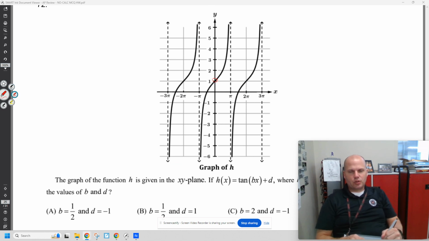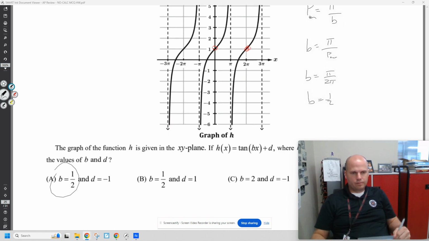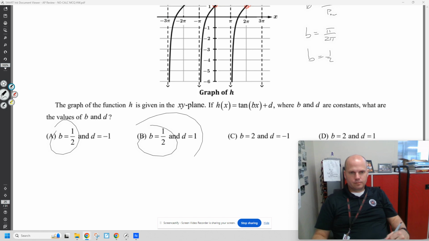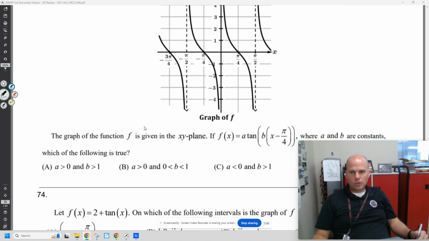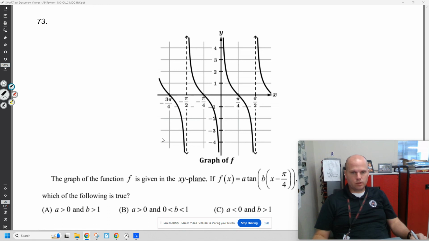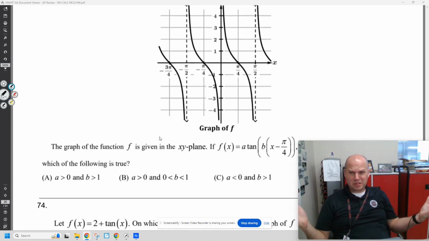All right, I can see the period is 2 pi. It's where we start repeating ourselves. So the period of tangent is pi over b. So that means b is pi over the period of tangent. The period of tangent here is 2 pi. So that means b has to be a half. Where are my zeros? Up 1. A lot of tangents. Look at that. So many tangents. It's what it is. I'd be ready for sine and cosine too.